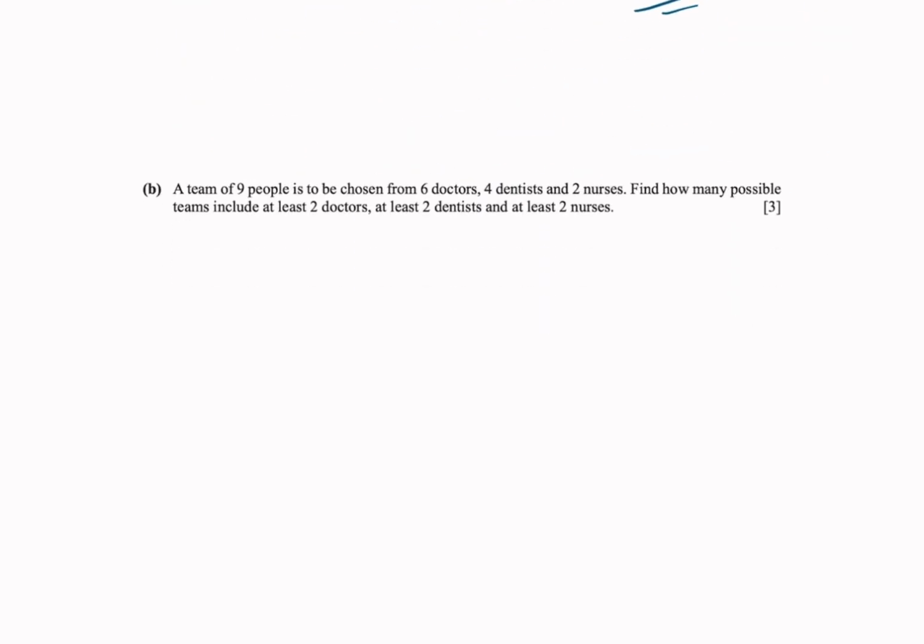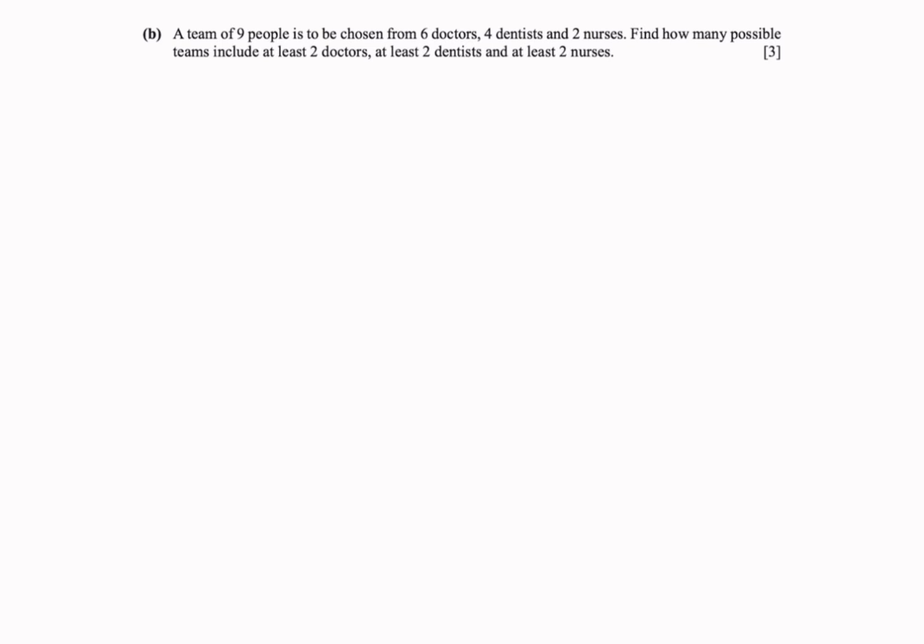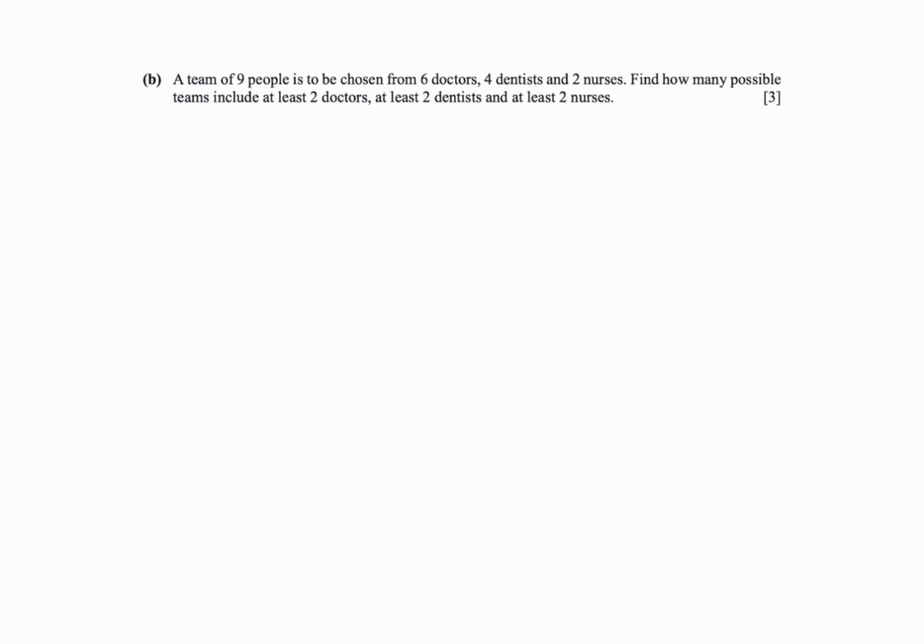Okay, part B. A team of 9 people is to be chosen from 6 doctors, 4 dentists, and 2 nurses. Find how many possible teams include at least 2 doctors, at least 2 dentists, and at least 2 nurses. Okay, so it has to be 9 people in the team, and actually we can draw a diagram, well, a table.